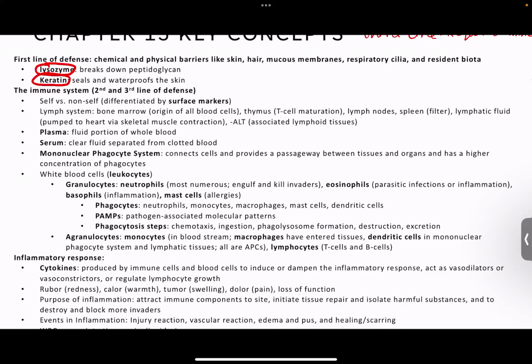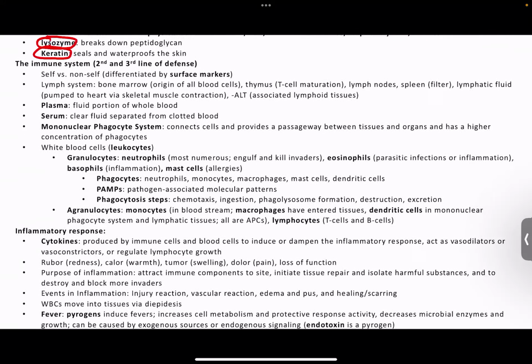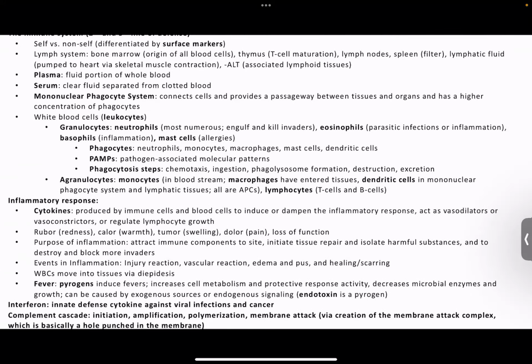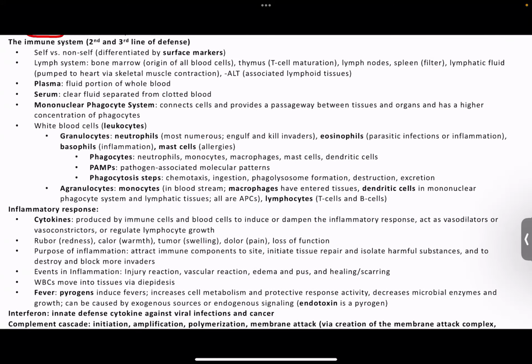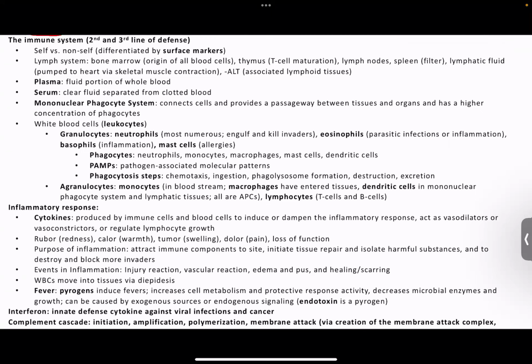The immune system. All right, so now we're getting into the second line of defense. So once we start getting into our cells and having to defend us, one important aspect of our immune system is that we have to be able to tell the difference between self and non-self. So you know what to attack and what not to attack. And of course, this can get messed up. And that's where we get things like autoimmune or autoinflammatory diseases. So we have to know self versus non-self. And that's always identified by surface markers.